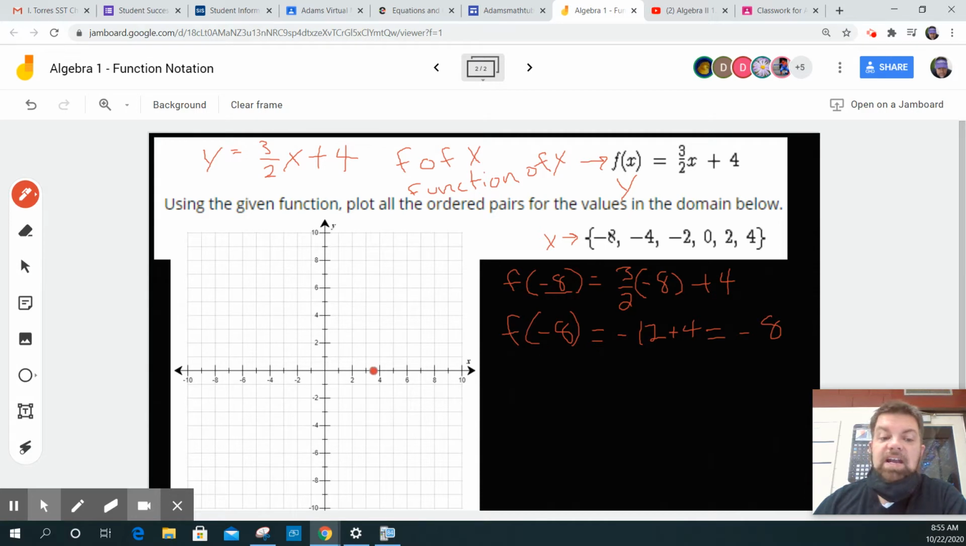So that means that I should have the point (-8, -8). In other words, I should plot -8, -8. This point right way down here. That should be on the graph. That should definitely be on the graph.